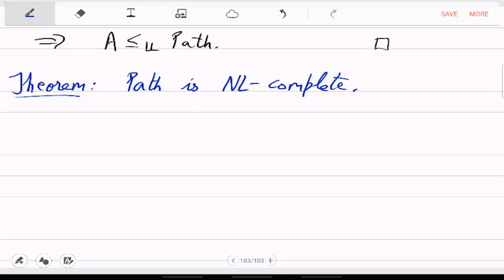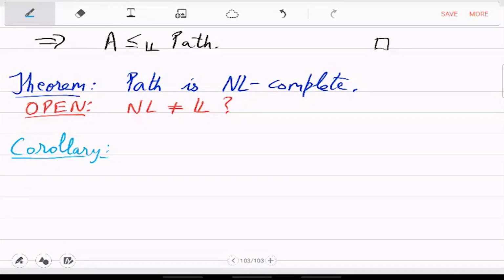Okay, so directed reachability is an NL complete problem. So, solving it fast, solving it better, means that you are actually simulating L better than the trivial. That is an open question, whether NL equals L, that is an open question. A corollary of this theorem is that the complement of path is coNL complete.